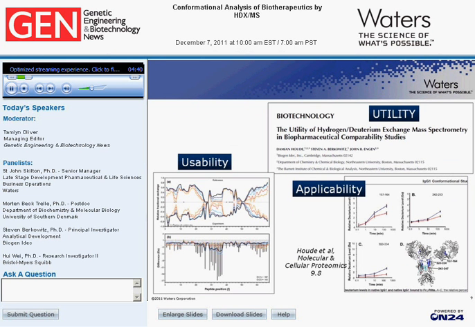And it's something, of course, that regulatory agencies are taking a very close look at, and actually starting to see data being submitted to them by people using HDX.